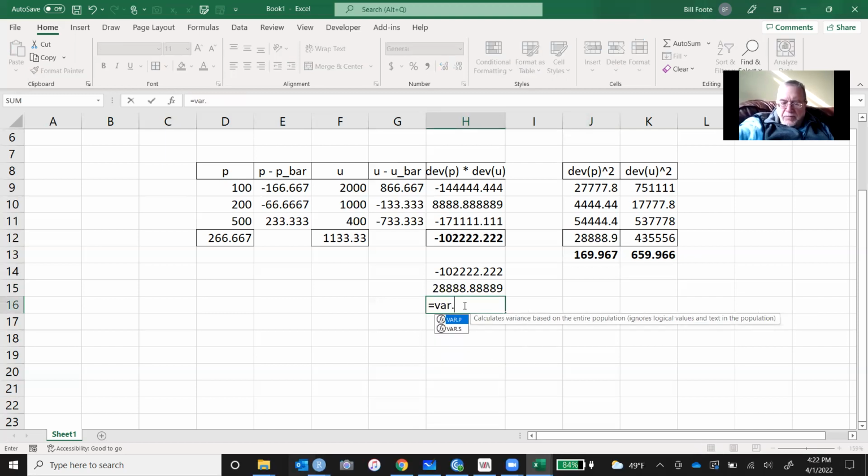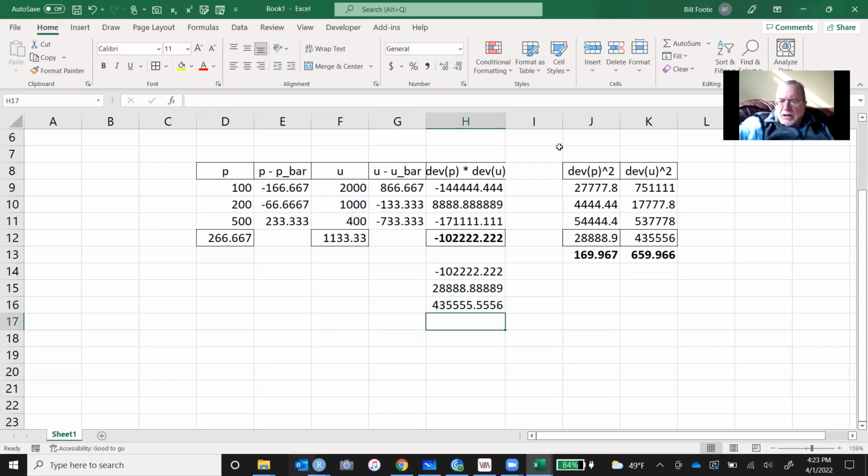VAR.P, and P of course stands for population. How do you know that? Because you looked it up. Don't assume anything because things change. That gives me, yes, exactly the correct one right there. Okay, so we just had some Excel formulas check our work against Excel getting checked against us.